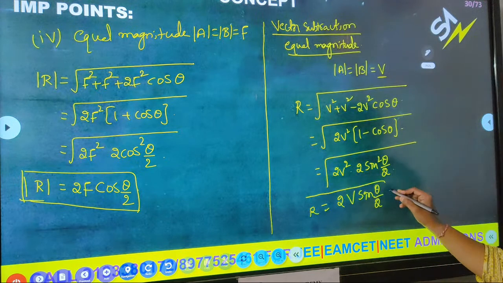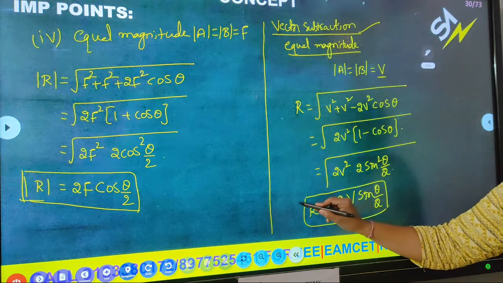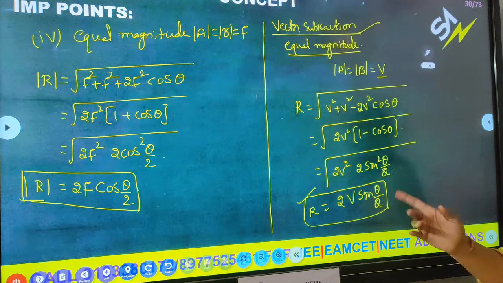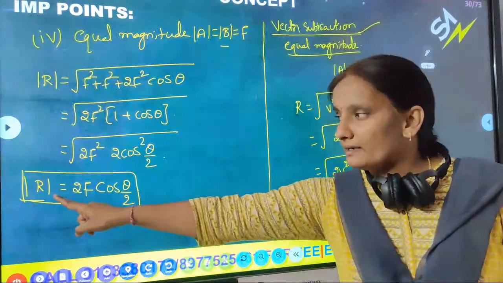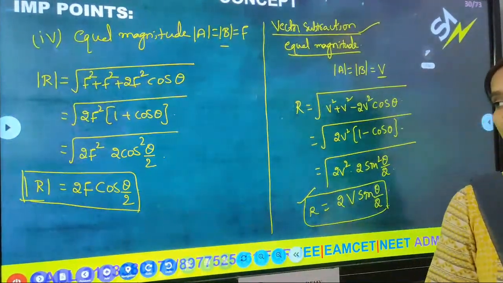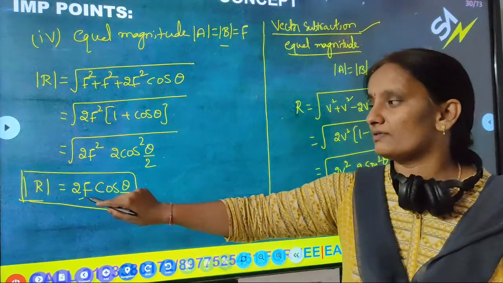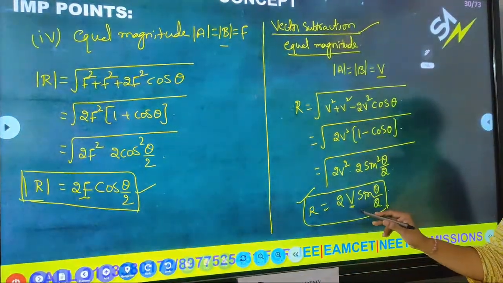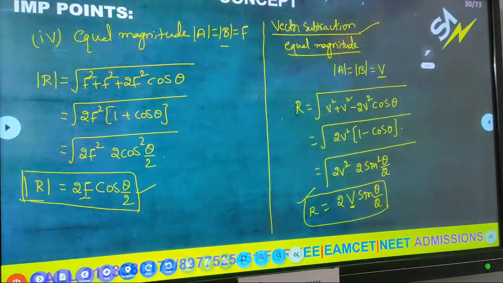So for equal magnitude of vectors in the subtraction, to find the resultant we can use this result, 2V sine theta by 2. In case of addition, for the equal magnitude of vectors, the resultant is 2F cos theta by 2. You can consider any vector quantity here which has equal magnitude. Here we have taken force and here velocity. So these are quite important results to solve the numericals in the motion in a plane chapter.